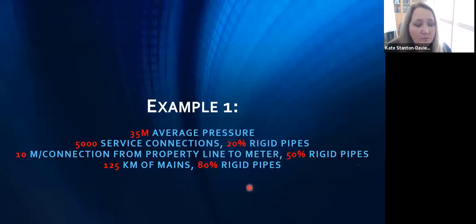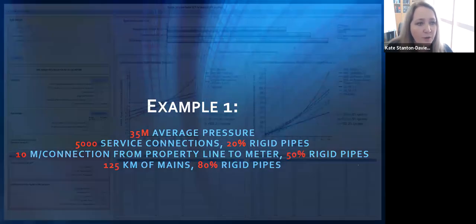So example 1 is our larger system: 35 meters average pressure, 5,000 service connections with 20% rigid pipes, 10 meters per connection from the property line to the meter with 50% rigid pipes on that part of the services, and 125 kilometers of mains with 80% rigid pipes. So I'm going to show you what a calculation looks like when you just put those 7 parameters in, that you can see in red, into the software.